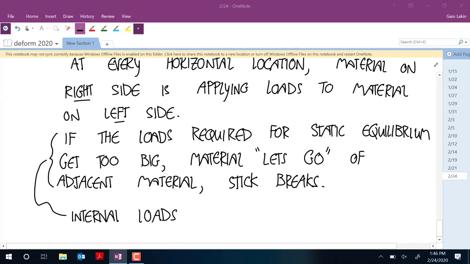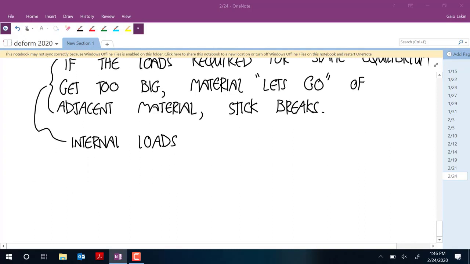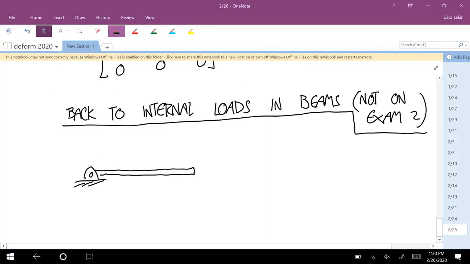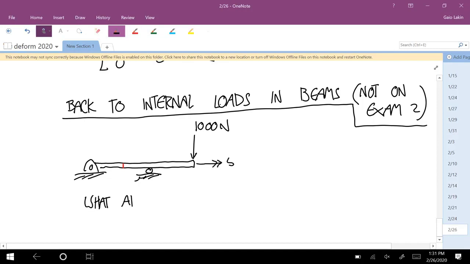Okay, so let me show you, let's just reason our way through this, where we had a roller somewhere, we had some kind of force applied, and we wanted to analyze what the internal loads were at this point here. Okay, so 500 Newton meters.